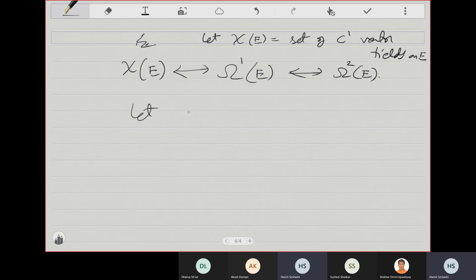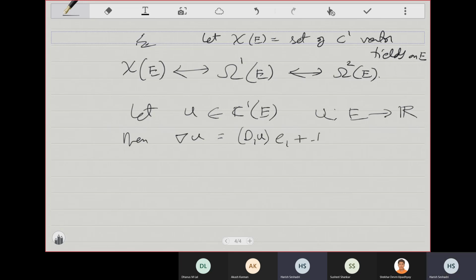Next, let U be a C1 function on E. So U is a map from E to R. Then we have seen the gradient earlier. The gradient of U is defined to be D1U e1 plus D2U e2 plus D3U e3. I don't need n equals 3 here; the gradient is defined for any n. Whenever I have a function, I get a gradient.